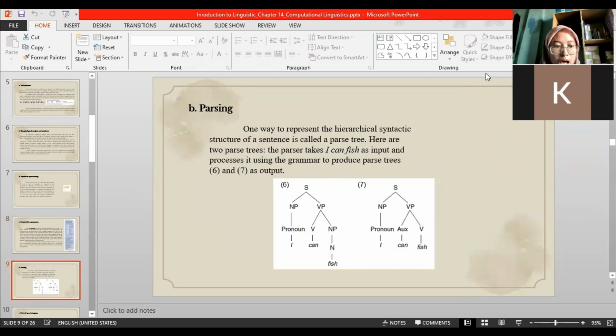B. Parsing. One way to represent the hierarchical syntactic structure of a sentence is called a parse tree. Here are two parse trees. The parser takes "I can fish" as input, then processes it using the grammar to produce parse trees, the pictures in number 6 and number 7, as output.